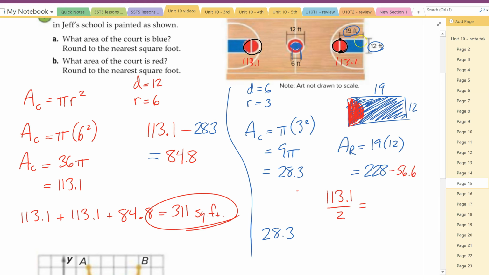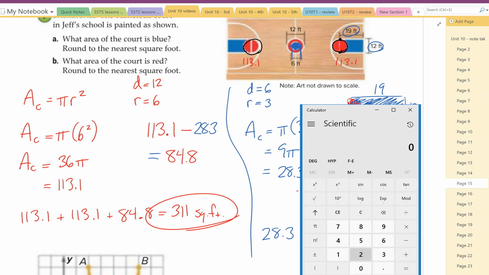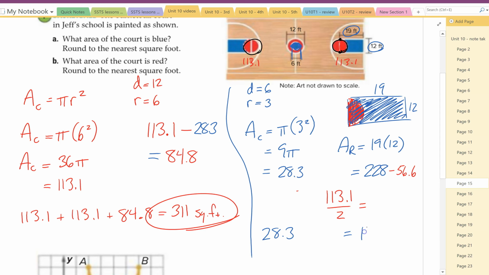So I had this whole rectangle, but then I'm going to cut a semicircle of red. The way I know how much area this semicircle takes up is to divide the whole area of the red circle by 2, and that's 56.6. So each one of the lanes is 228 minus 56.6, which is 171.4.